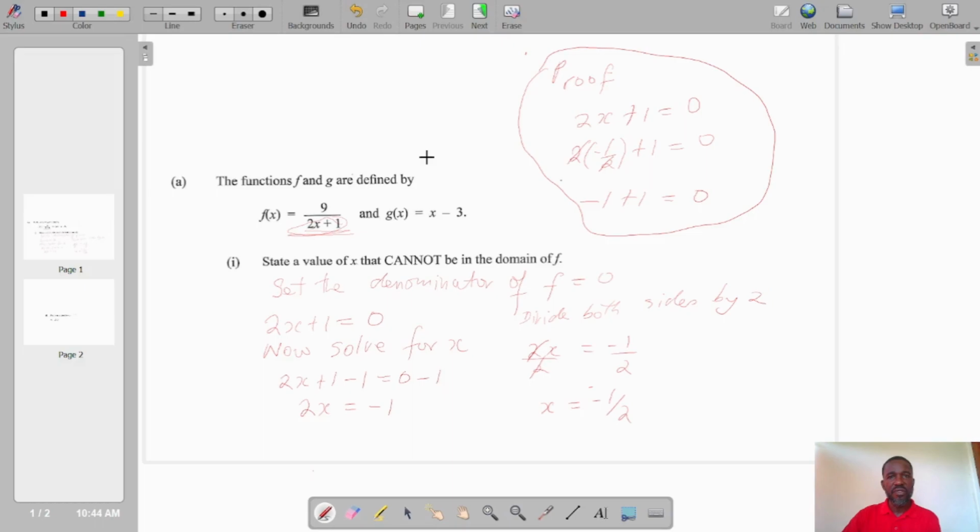These two terms are used interchangeably, whether it is undefined, does not exist, or cannot be in the domain. All these are talking about the same thing. So, students, as you go about doing these questions, do not be afraid. Just be confident about what you're doing. Review these videos and ensure that if you get a question like this, you'll be able to know how to do it.